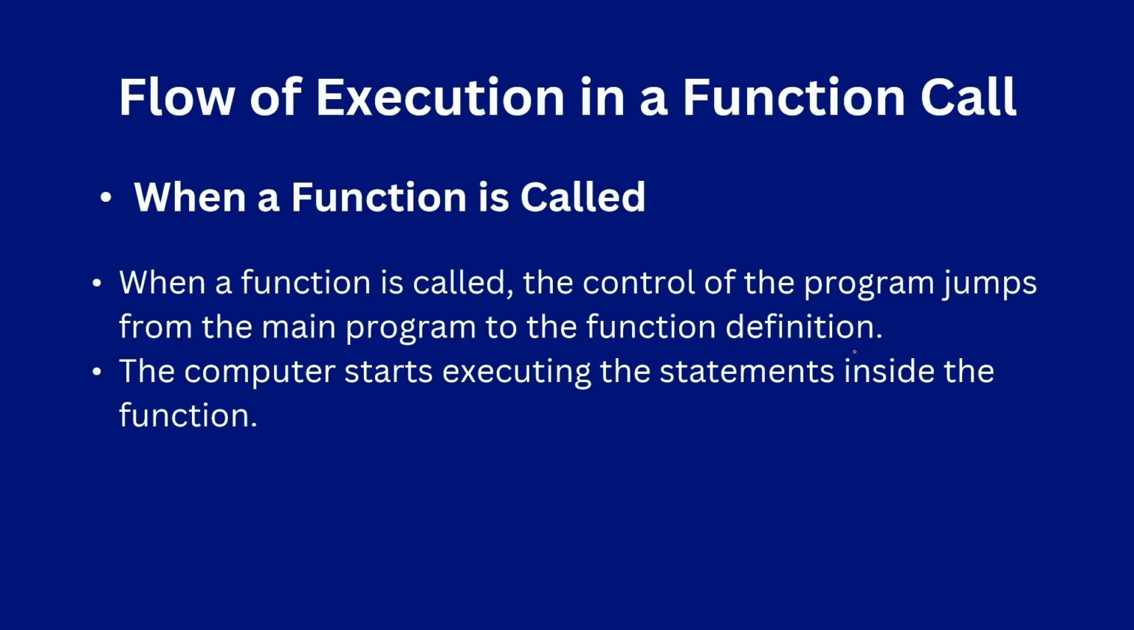Okay. So the next is flow of execution in a function call. How that execution flows whenever we call a function, we'll just learn about that. So when a function is called, the control of the program jumps from the main program to the function definition, and the computer starts executing the statements inside the function.